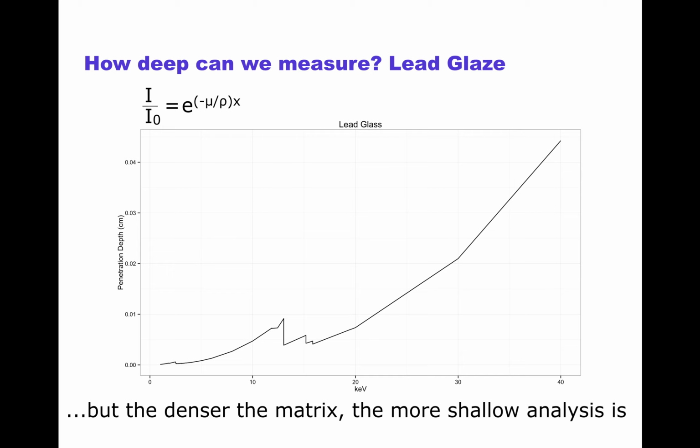Here is a similar profile, but this time for a lead glass. Here you see the same x-axis, 0 to 40 keV, but our y-axis this time is 0 to 0.04 centimeters deep. So for lead glass, infinite thickness is less than half a millimeter, whereas for a regular silicate, it was upwards of 4 centimeters. This is why having the right matrix is important. If you're going to quantify lead glass, that is fine, but make sure you use lead glass standards. Likewise, if you're going to quantify a silicate, use silicate standards.